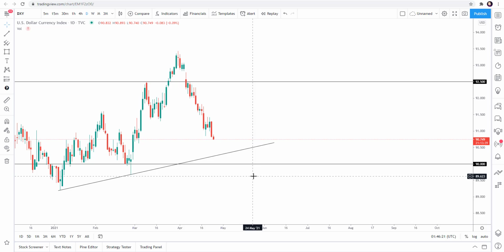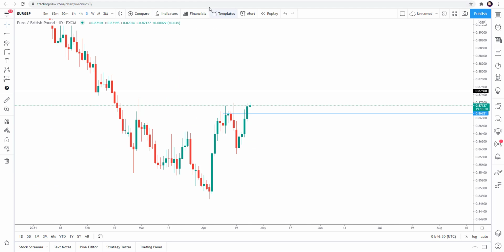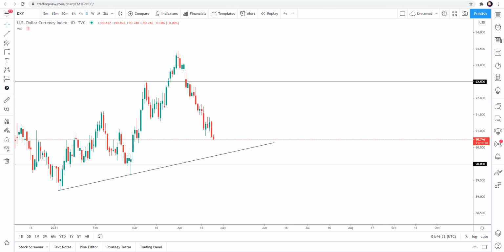In this video we will explain dollar index, Euro USD, GBP USD, and also we will cover Euro GBP. So both of these pairs have inverse correlation with each other, and we have a good chance to predict where we can go next in this week.